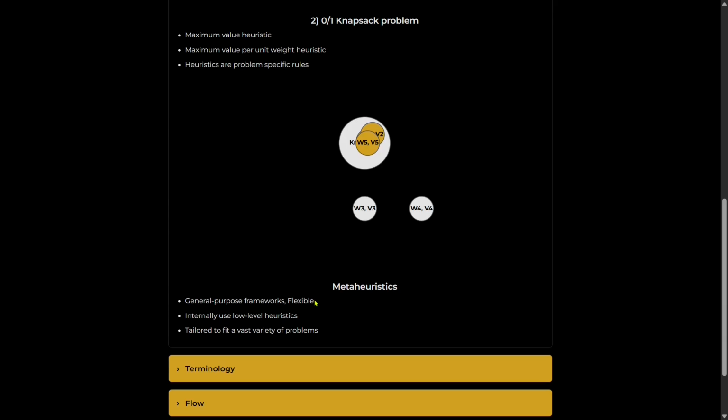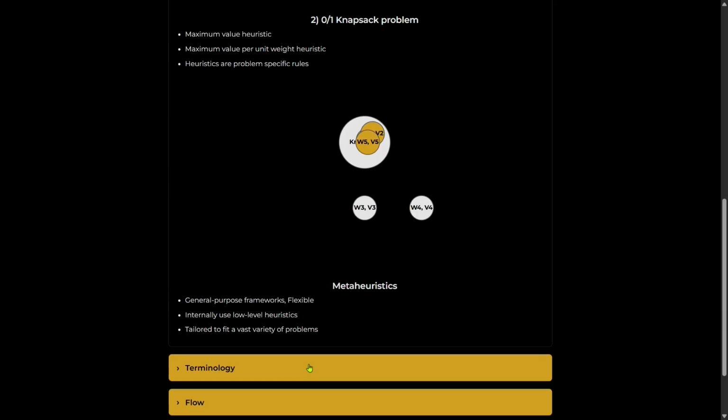That is where meta heuristics come in. These are general purpose optimization frameworks. They're not built for one specific problem, but can be tailored to solve a wide range of problems. They provide a flexible structure for conducting this search regardless of what the actual problem is. They make use of low level heuristics internally to guide the search process. So instead of creating new rules for every problem, we can rely on the same high level framework, that is meta heuristic algorithms, and simply tailor them to fit our problem.